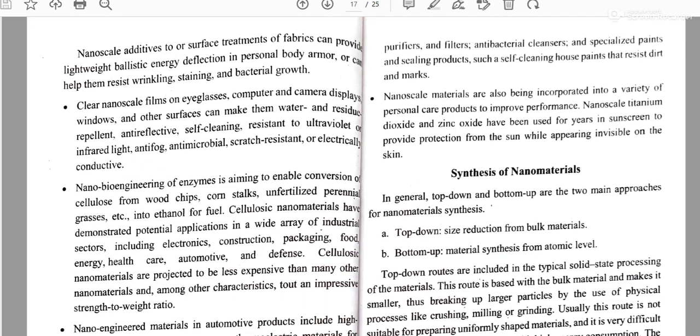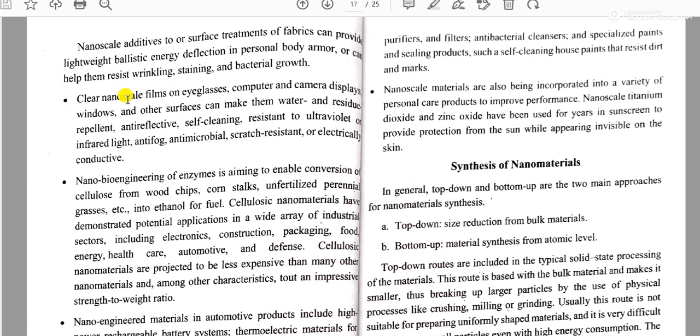Then let us see this paragraph. So here the applications are given in detail. The nanoscale additives to or surface treatments of fabrics can provide lightweight ballistic energy deflection in personal body armor, or can help them resist wrinkling, staining and bacterial growth. So nanoscale additives means certain nanomaterials or nanoparticles. These are used or coated over fabrics. Okay, through surface treatments, certain chemical procedures are used, and these nanomaterials are coated over fabrics.